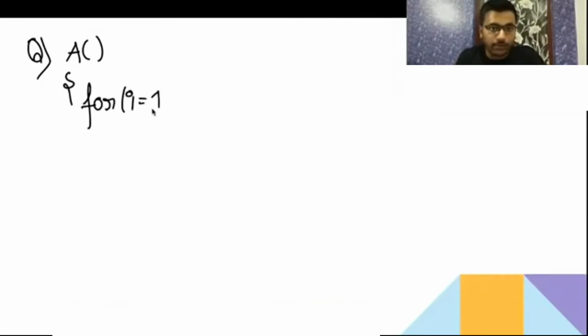So the question was, A is a function: for i equal to 1, i is smaller than or equal to n, and i is increasing with 2, so printf.